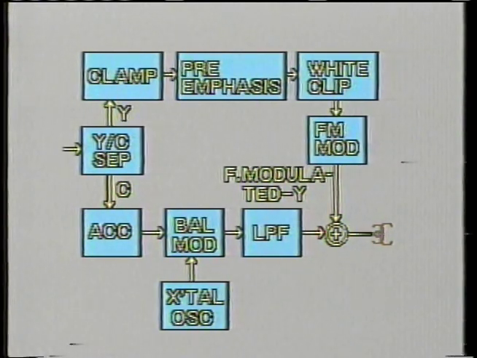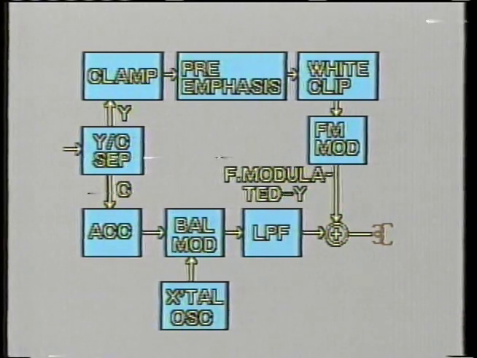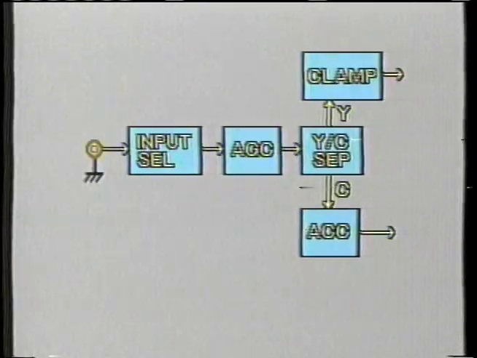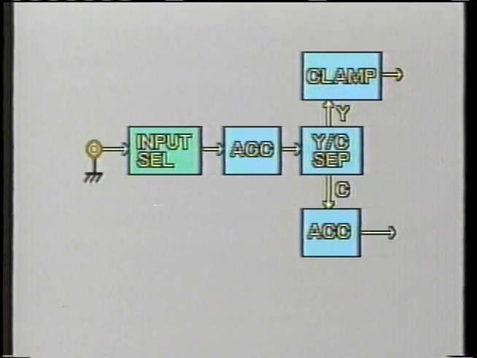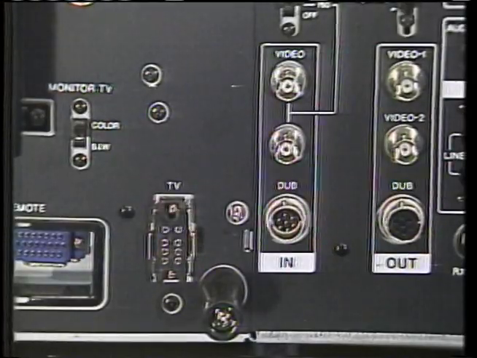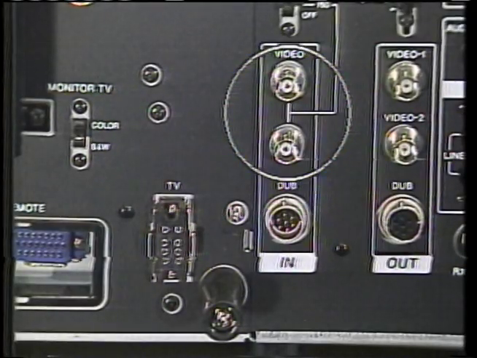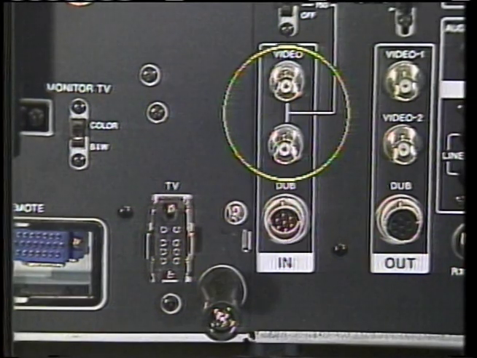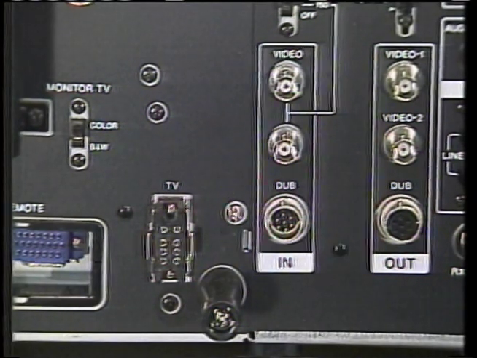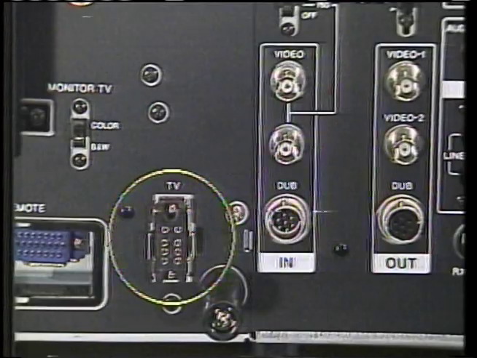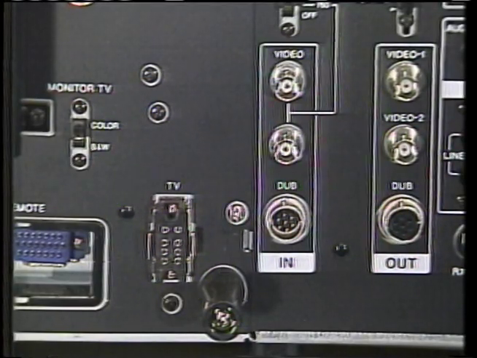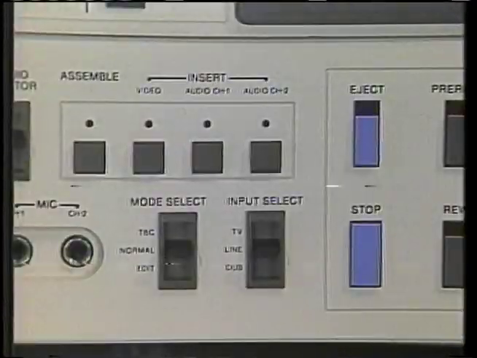The carrier added in the balanced modulator is provided by the crystal oscillator. Let us first look at the input selector. The U-Matic has two BNC connectors for video in and one 7-pin connector for dub in. There is also an 8-pin connector for TV in. The desired input can be selected using the switch on the front panel of the unit.